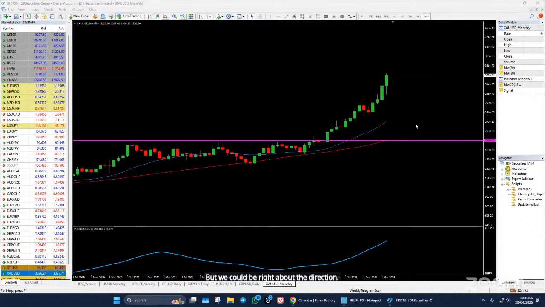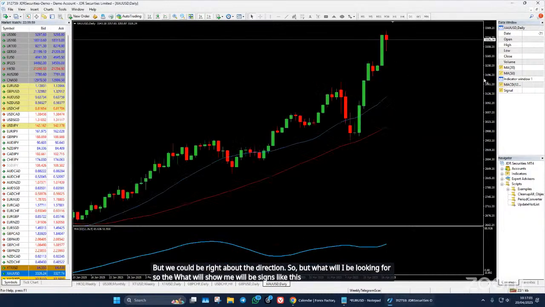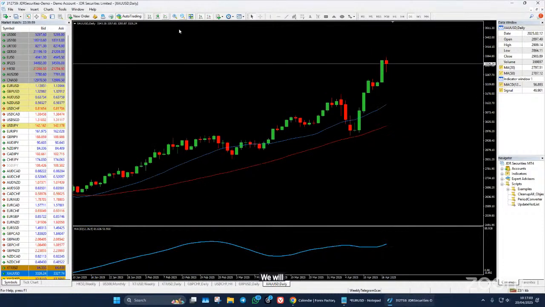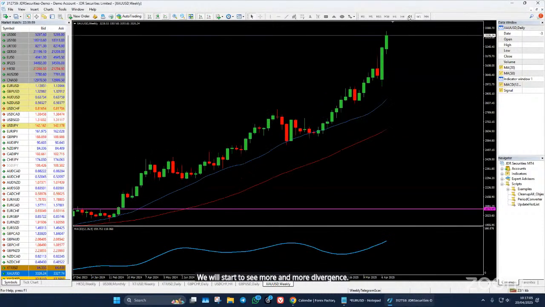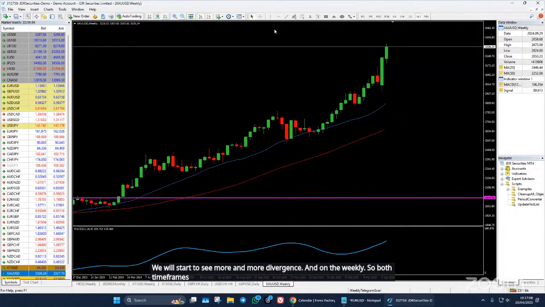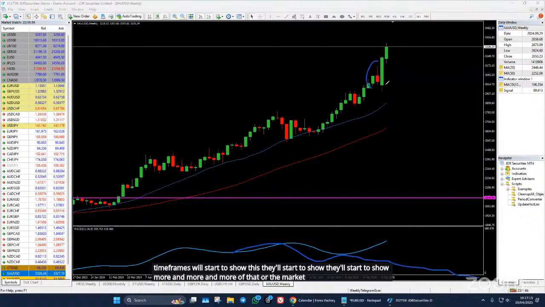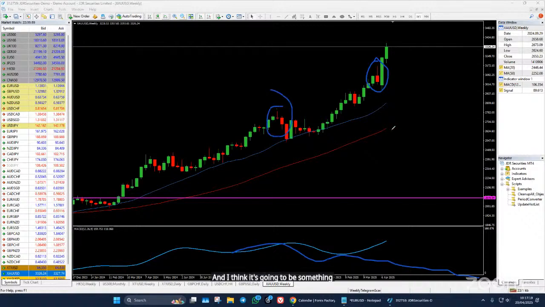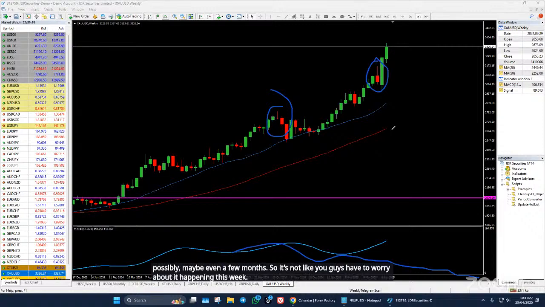But what will I be looking for? What will show me will be signs like this. On the daily, for example, we will start to see more and more divergence, and on the weekly. So both time frames will start to show more and more of that while the market starts to go up, and it will start producing more candles like this. I think it's going to take a few weeks, possibly even a few months. So you guys don't have to worry about it happening this week. It's going to take a while for it to run out of steam because it's in a bubble.